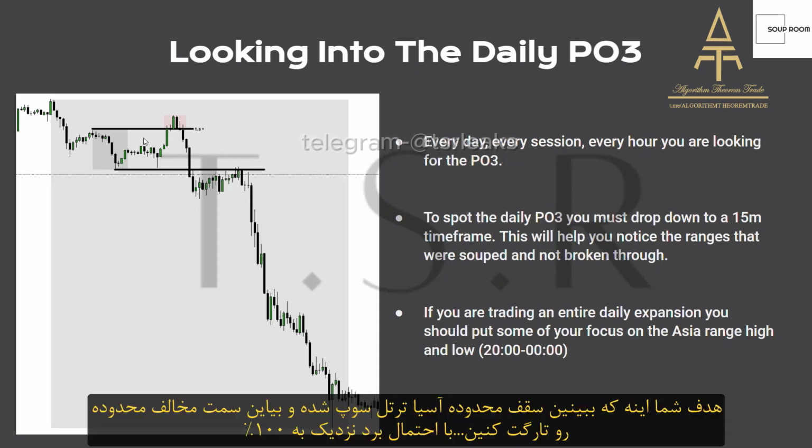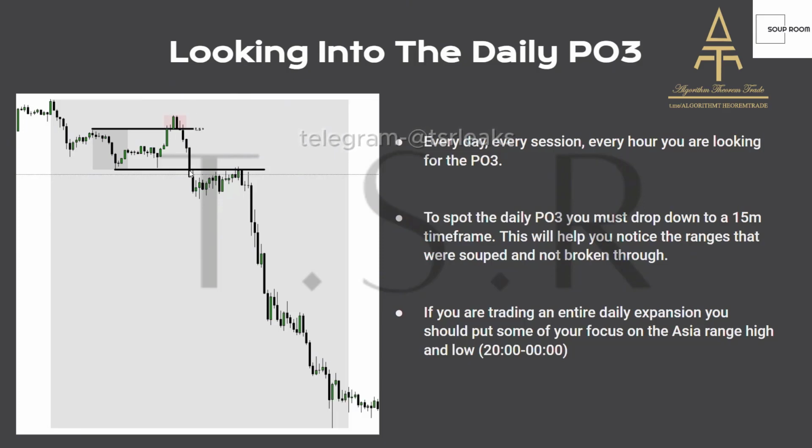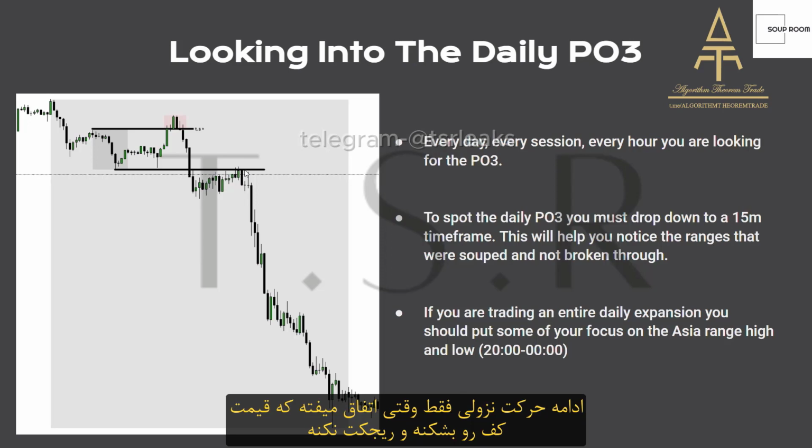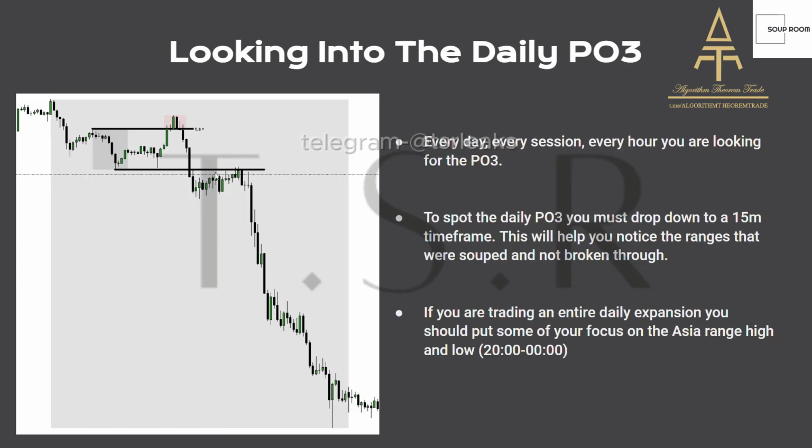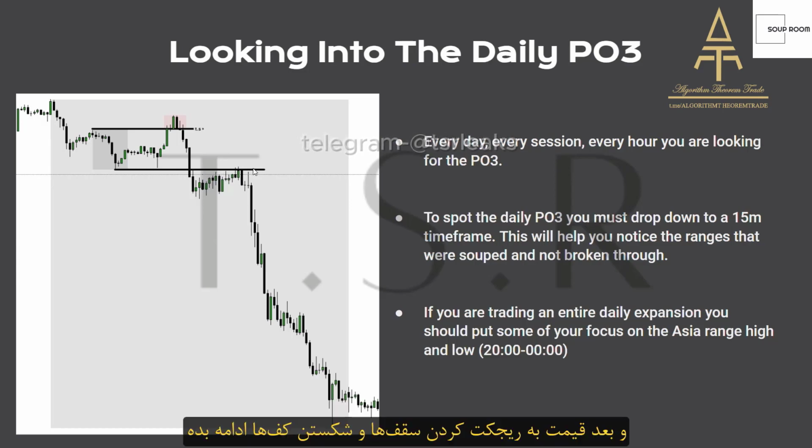You want to see an Asia range high swept and target that opposing end of the Asia range for a near 100% probability trade. Now the continuation lower is only going to happen if we break through the low and don't reject it. And then we continue rejecting highs and breaking through lows.